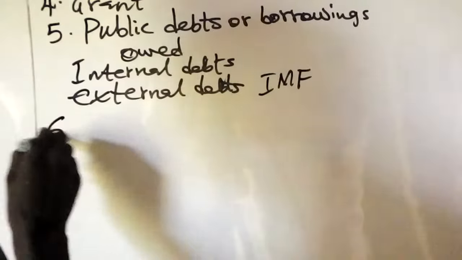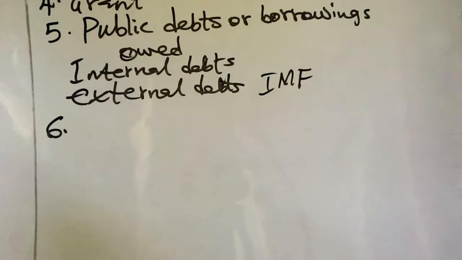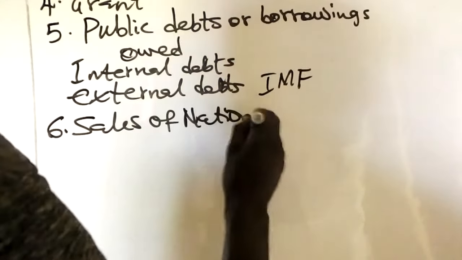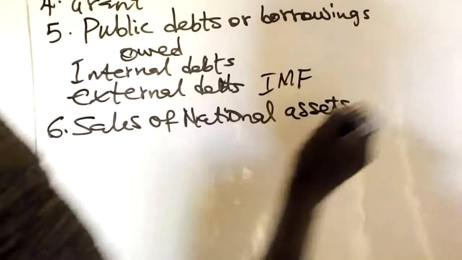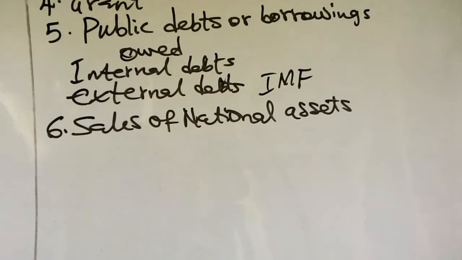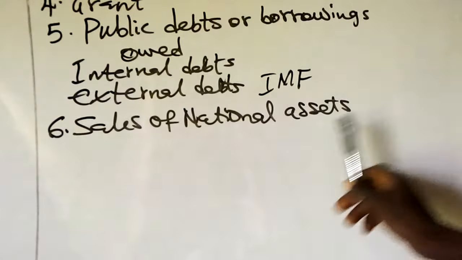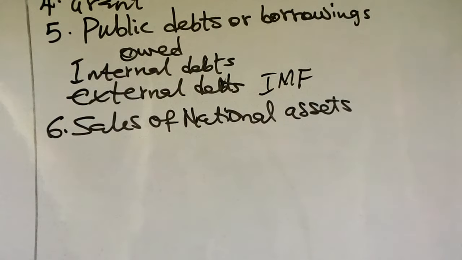Number six source of revenue, which I'm going to look at, is sales of national assets. These are revenue from the sales of national assets through privatization. When government privatizes some sectors of the economy, the proceeds from that privatization is one source of revenue to government. So that is what we mean by sales of national assets.